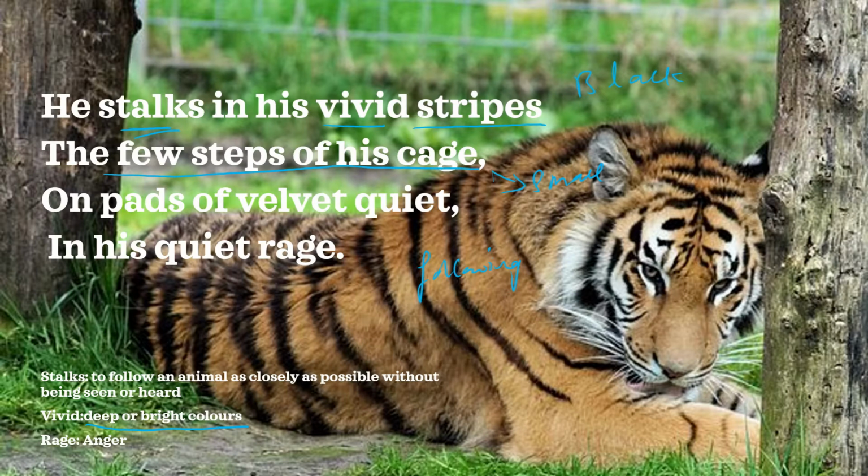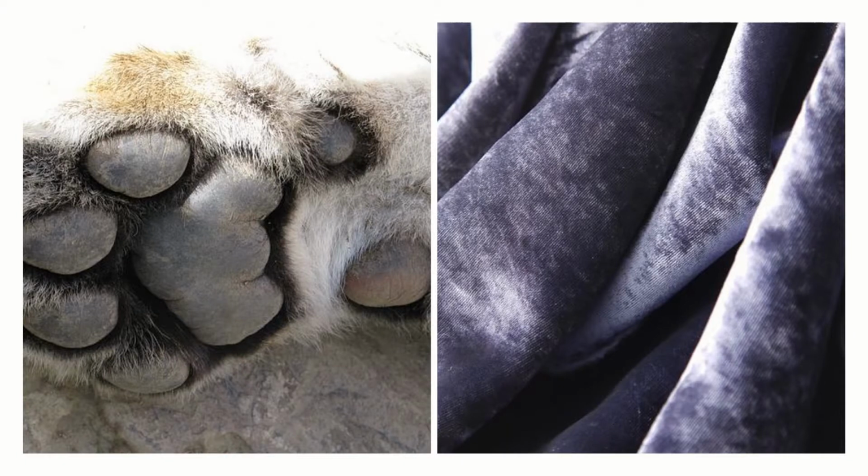This tiger is walking on its pads and no one can hear him because his pads are as smooth as velvet fabric. Here the poet has compared the pads of the tiger with velvet fabric. If you look at these two pictures, they both look the same. This is velvet fabric and these are the pads of the tiger. They are the same, they are smooth. That's the reason no one can hear him walking around.